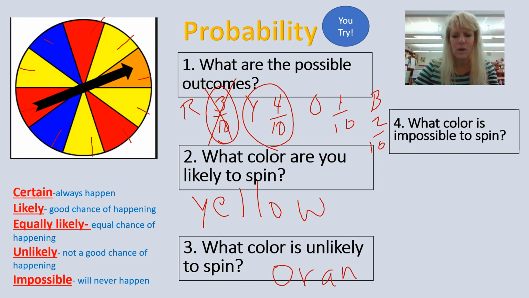And of course, what color is impossible to spin? I'm going to stick green up here. But any color that's not listed would be impossible to spin.